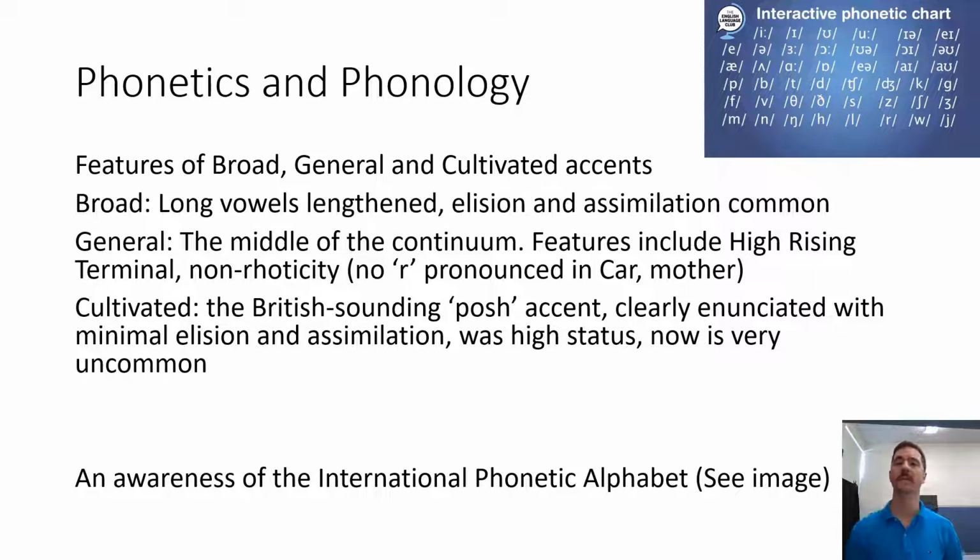Cultivated is your relatively posh British accent, where you enunciate everything quite precisely. The cultivated Australian accent is very much uncommon, but in Australian history it was rather common, and it's rather important that we learn about it as well. And also you will need an understanding of the International Phonetic Alphabet, which is pictured in the top right-hand corner of this slide.